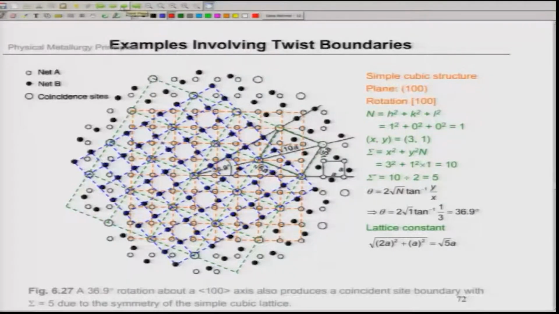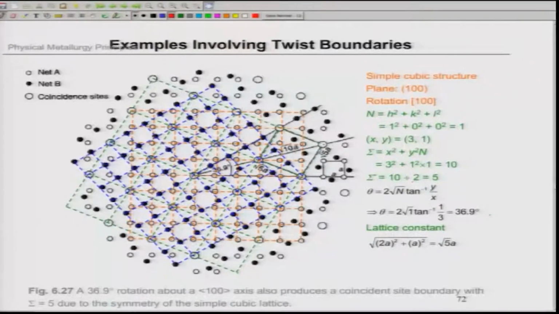No, this is different. If the plane is the same, the rotation axis is 1 0 0, and suppose the coincidence point coordinate is 3, 1, then what happens? Sigma becomes 10. In fact, 10 and 5 are not much different. The number of points will be less, half the coincident points of 5, and the angle of rotation here will be exactly 36.9 degrees.